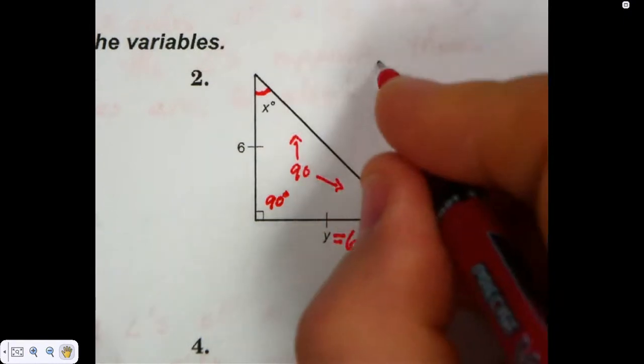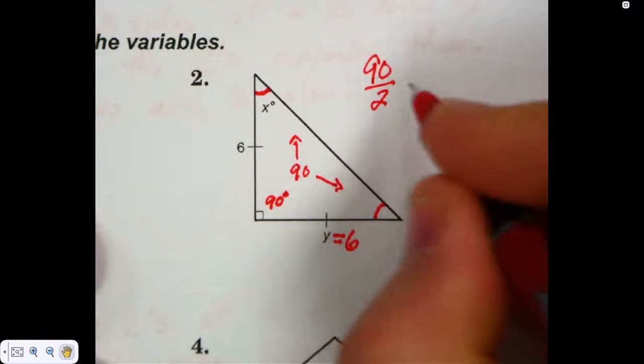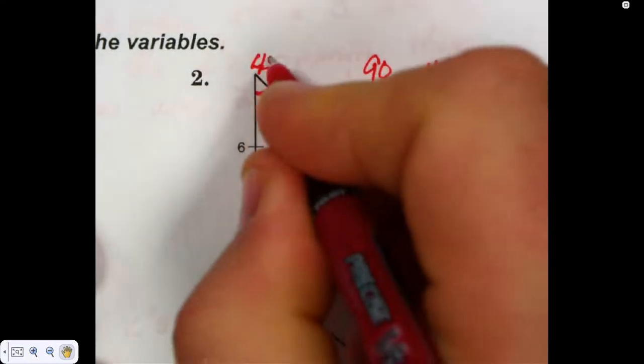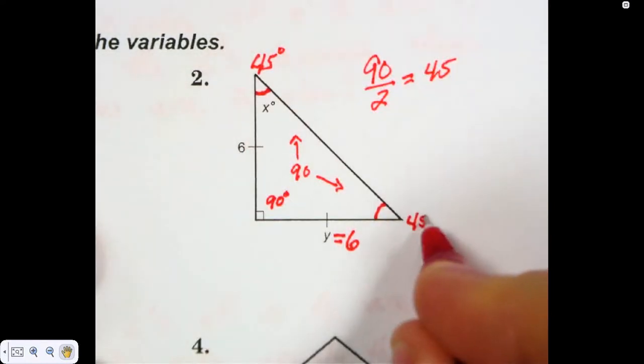So there's only one way to split up 90 evenly. That's to divide it by 2, and what do you get? So that means this angle is what? And this angle is what?